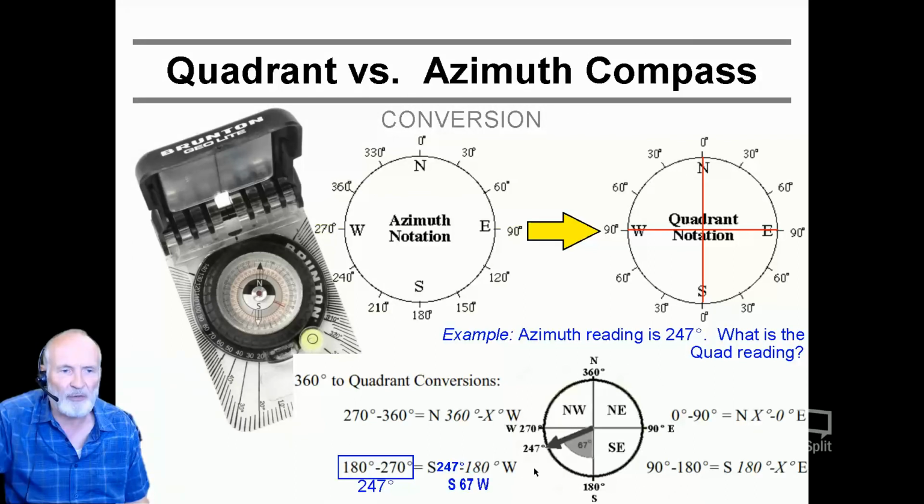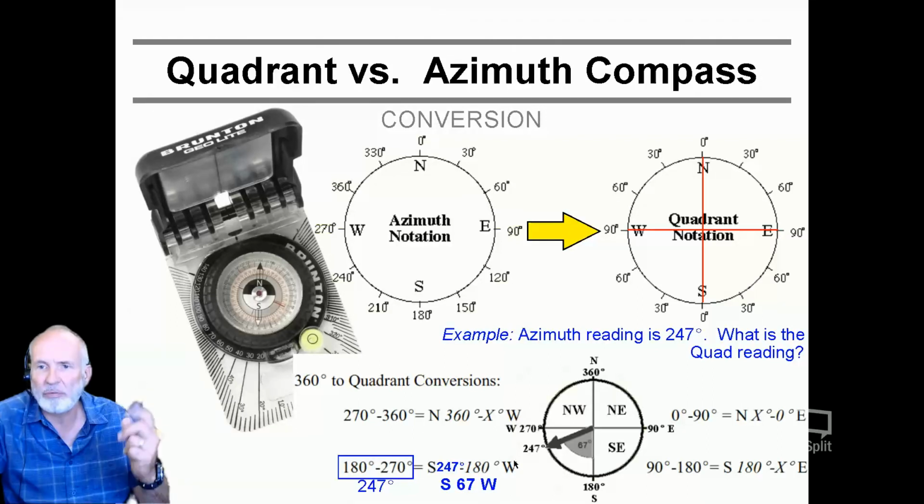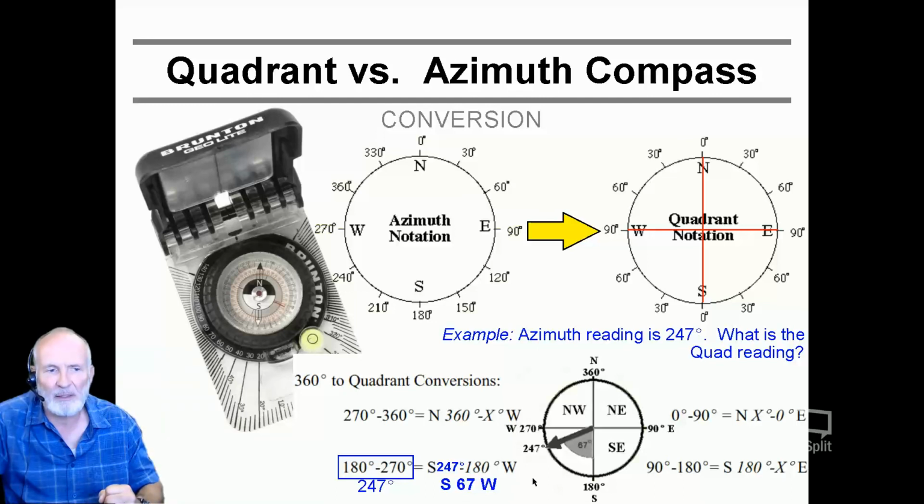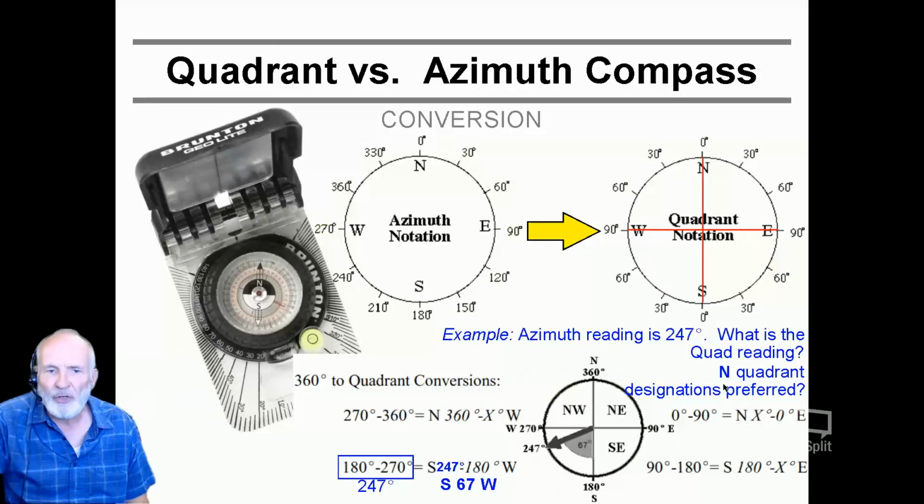Okay, so let's do this. If I subtract 180 from 247, I get 67. So my compass designation in the quad notation would be south 67 west. Big deal. Very simple. Hey, wait a minute. Geologists prefer northern quadrant designations. I have a southern quadrant designation. How do I convert the southern quadrant to the northern quadrant?